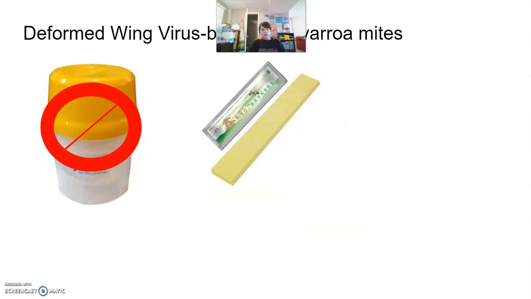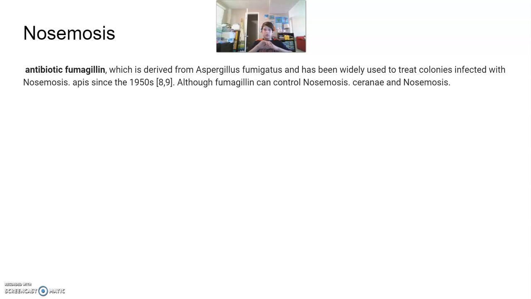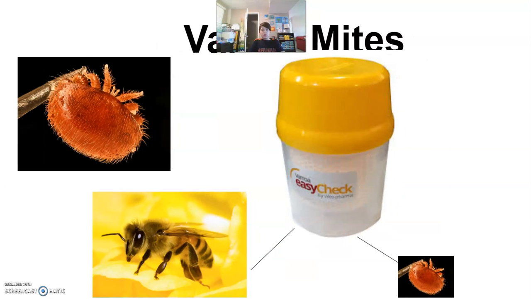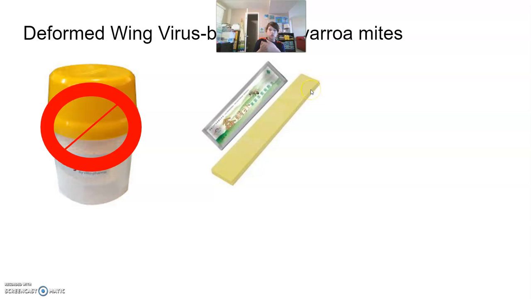So, treating the diseases. Deformed wing virus is brought by varroa mites. I said earlier, to treat varroa mites you need one of these. Don't use that. Use those mite treatments, and then you probably need to buy more bees. Okay. Nosemosis: antibiotics. That's what I can say. The antibiotic fumagillin, which is from a fungus, has been widely used to treat colonies infected with this since the 1950s. 1958 and '59 is when it was created. Varroa mites, we went over this. So you have that, you have that. If we go back to deformed wing virus, if you have more than 3 per 100, you want to use one of those strips. Okay?